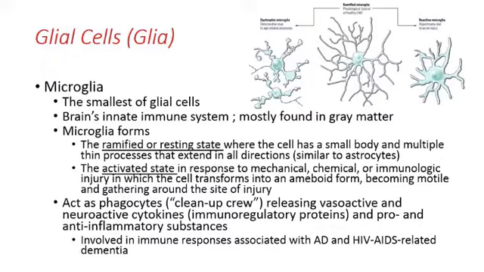And so this phagocytic or cleanup crew in the brain releases vasoactive and neuroactive cytokines. A cytokine is a protein that regulates or stimulates immune system functioning. And the microglia also release pro- and anti-inflammatory substances. So they try to stimulate inflammation in some areas and inhibit inflammation in other areas, depending on need. And more recently, the microglial cells have been focused on in Alzheimer's disease.